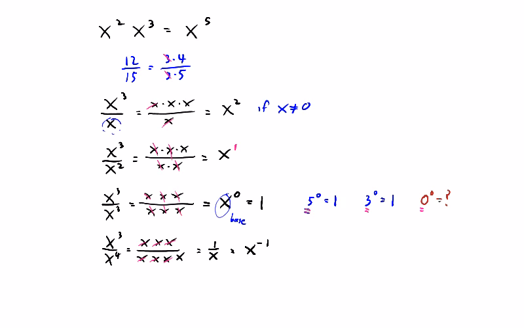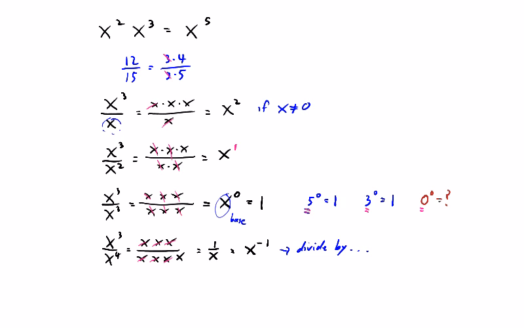Well, 1 factor of x means to multiply by it once. So the negative sign means divide by this many factors. So in this case, we would be dividing by 1 factor of x, which is the same as multiplying by 1 over x.